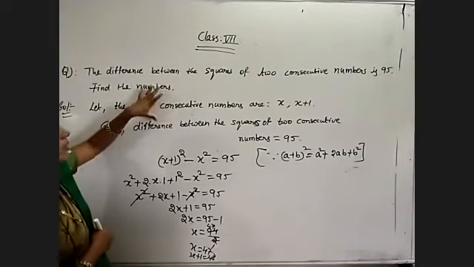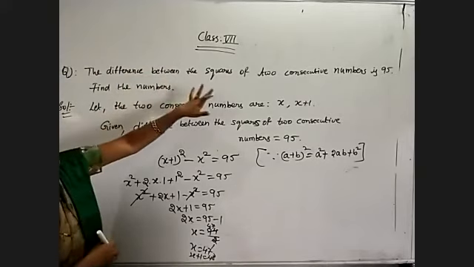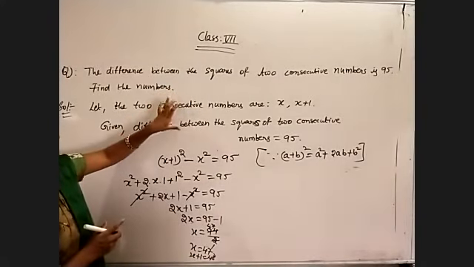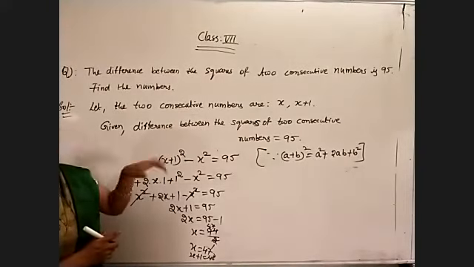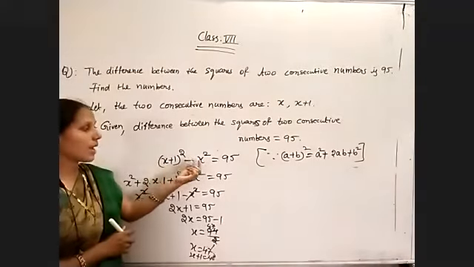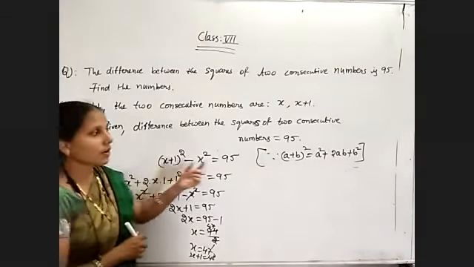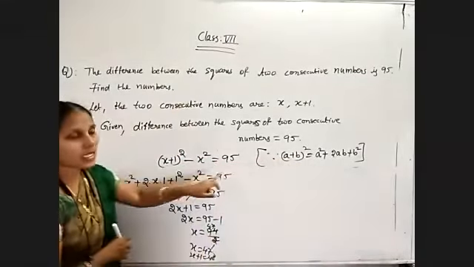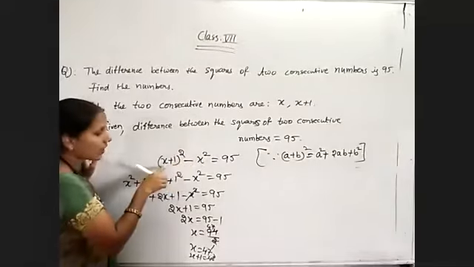So observe once again. They are given that difference between the squares of two consecutive numbers is 95. So let the two consecutive numbers be x and x plus 1. According to the condition, squares of those two numbers are x square and x plus 1 whole square. Difference is nothing but greater number minus smaller number. So greater number is x plus 1 whole square minus x square is equal to 95. X plus 1 whole square is in the form of a plus b whole square. So apply the formula: a plus b whole square is equal to a square plus 2ab plus b square. Instead of a, what we have is x.